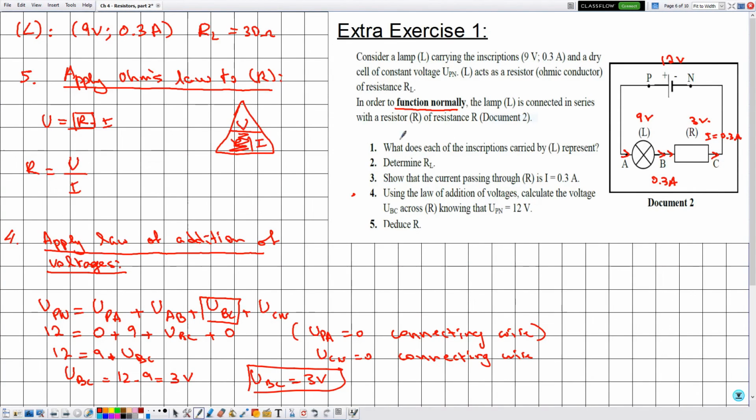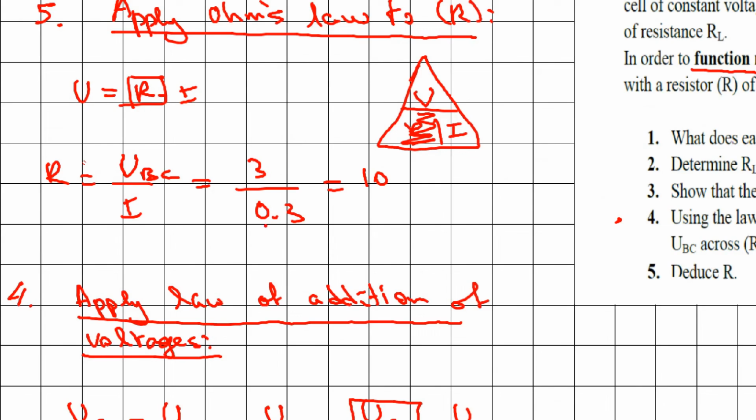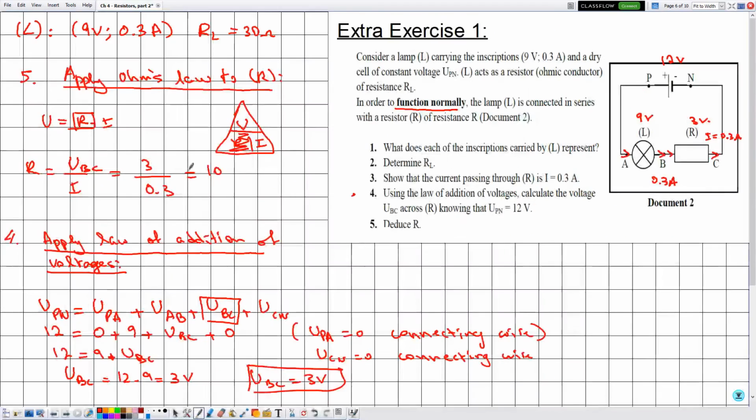Now in this case this voltage is given by UBC, so we use the same notation, which is equal to 3 divided by 0.3. Plugging this fraction on the calculator, then the value of R is given by 10. Since both 3 and 0.3 are expressed in the SI, the value of R will be in the SI, which is ohms. So R is equal to 10 ohms.